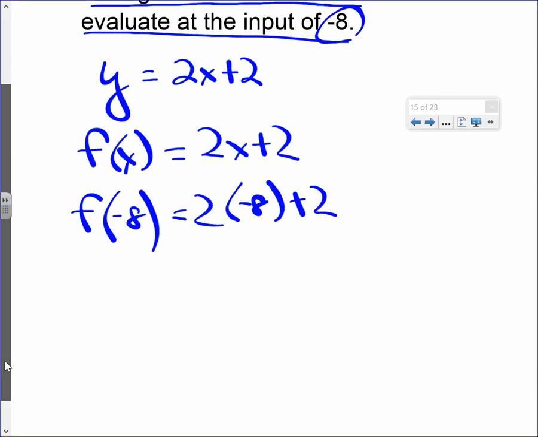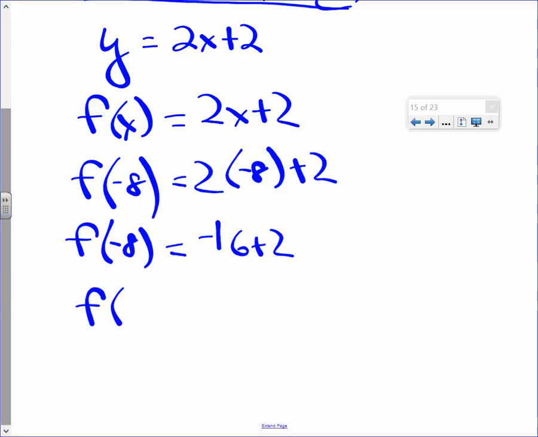You should have seen this before. This is math 2. You've seen this before either in pre-algebra or algebra or math 1. Let's keep going. The function now at -8 equals, should you multiply or add first? What do you do first? Right. So it's going to be a -16 plus a 2. So the function at the input of -8 is, what's the output? Well, it's going to be -14. Done.